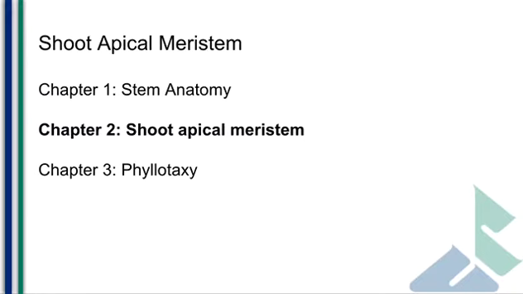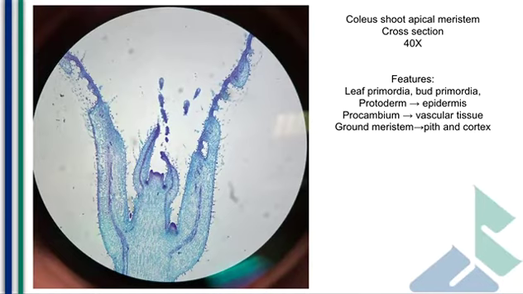Having looked at our stem in cross section, looking both at monocots and dicots, we're going to take a look at the shoot apical meristem in longitudinal section.